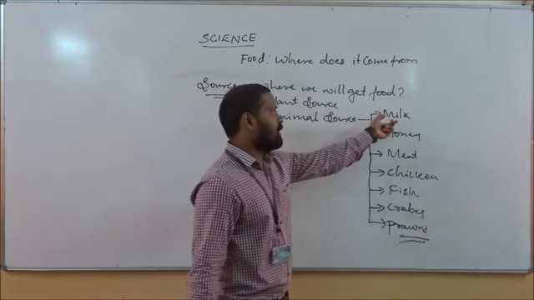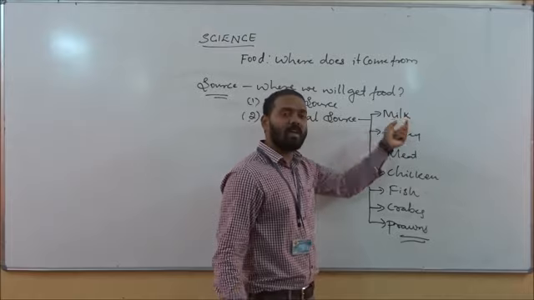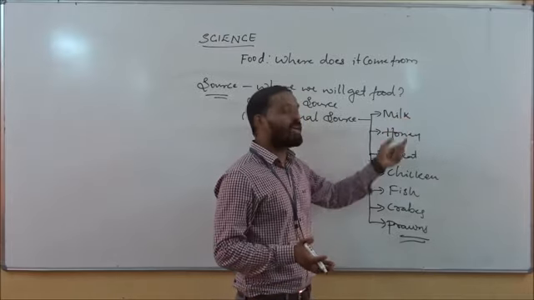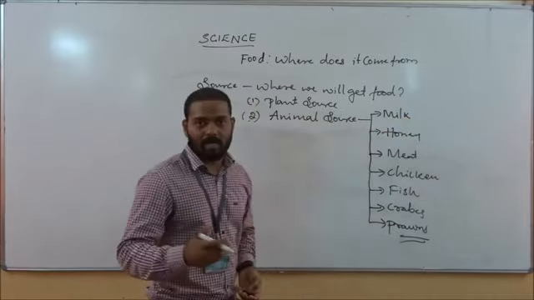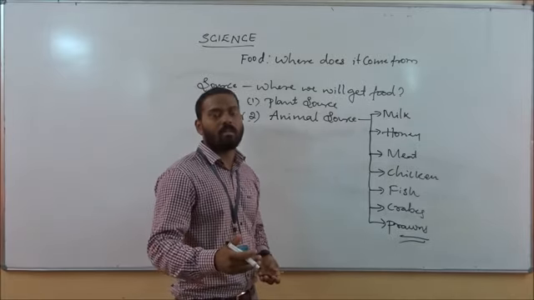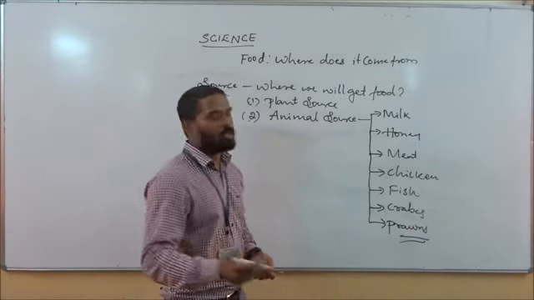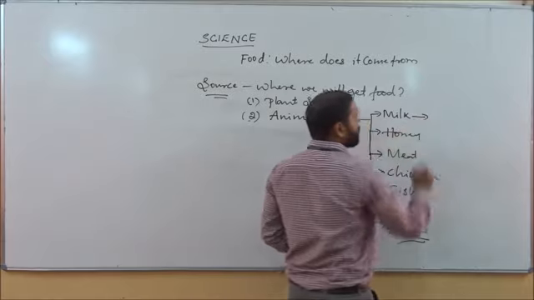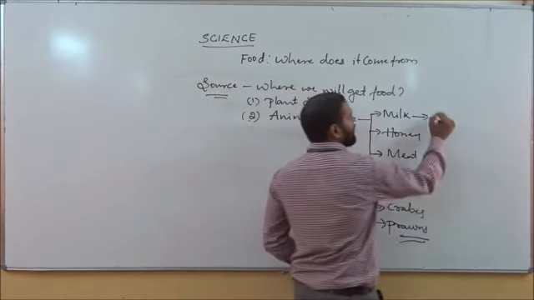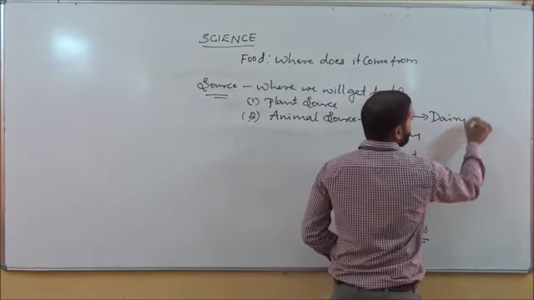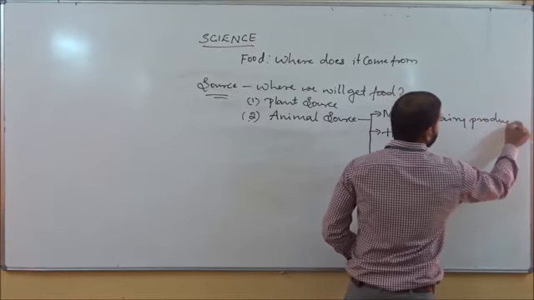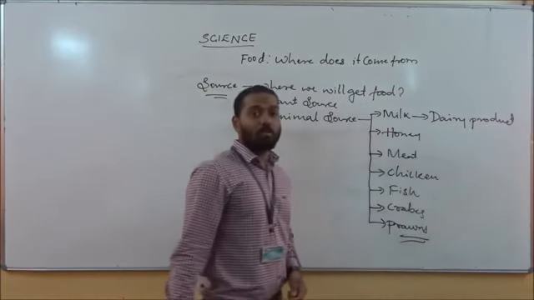And from the milk, you can see that we are getting varieties of products. From milk we can make cheese, butter, curd, and then ghee. So we can get many products from the milk. We can call these dairy products. Dairy products means from the milk we are going to make many things.